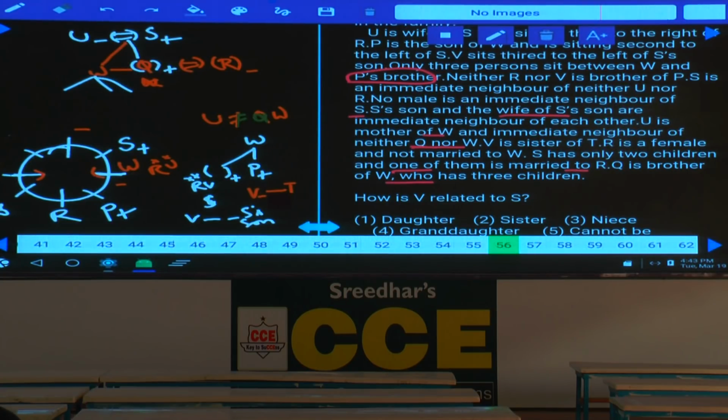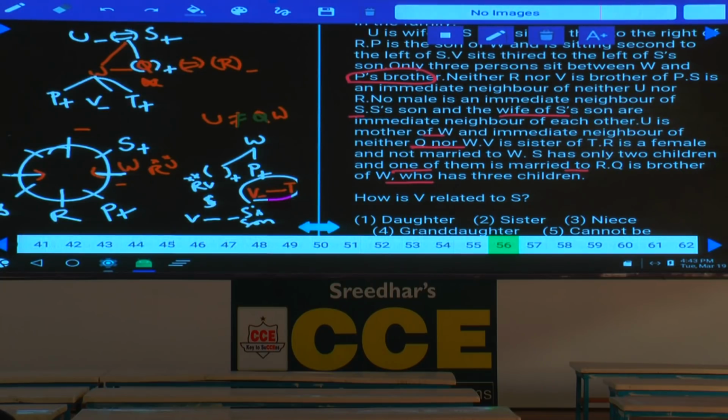Out of which W has P. P is one of the children, and V and T are also the children of this person. P, V and T, out of which V is a female. As V is a female, what is the gender of this one? P's brother is none other than T. Done with this? Then coming to this one. W and P's brother T are opposite to each other, hence W and T are opposite.